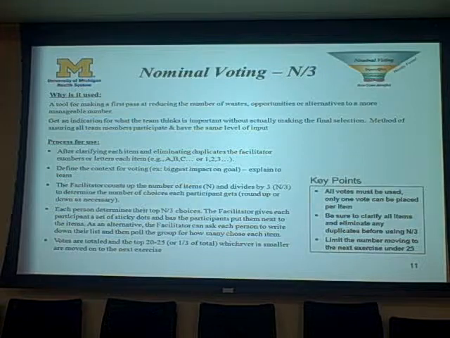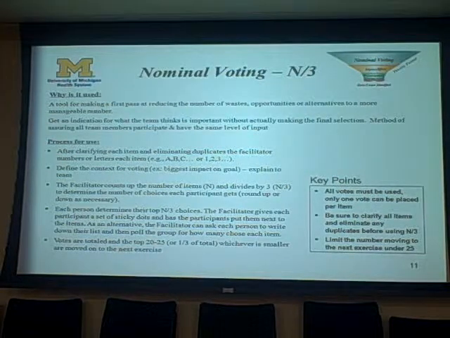So some of the key points that it says here is that all votes must be used and only one vote can be placed per item. So someone, if they were given 10 votes, couldn't place all 10 votes on the same exact issue. Be sure to clarify all the items and eliminate any duplicates before using this n divided by 3 method. So what that means is if the idea around a specific problem surfaced multiple times in your map, you would want to combine those so that people are only voting on it once and not diluting their votes across the same issue on many different items. And then limit the number moving to the next prioritization process to under 25, just to keep things simple.